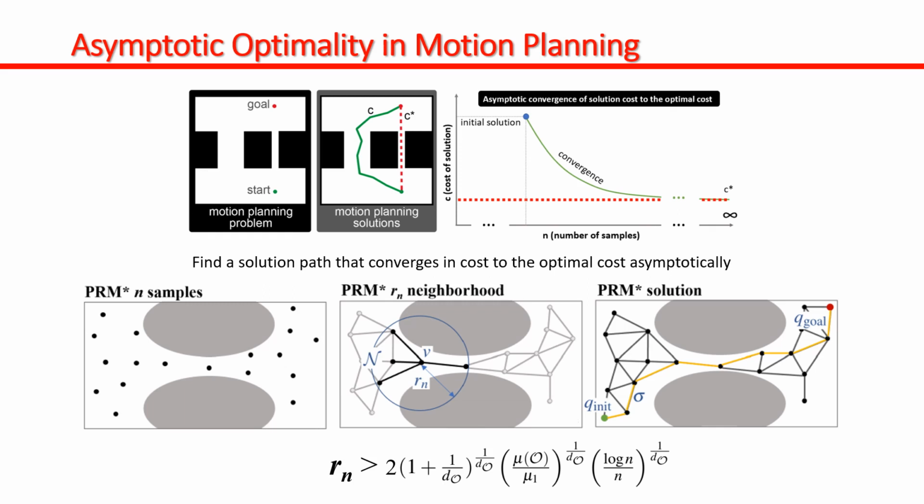Now, one such algorithm of interest is PRM star, which is the asymptotically optimal variant of probabilistic roadmap methods. In this algorithm, we connect neighborhoods of sampled configurations parameterized by a connection radius. Work by Karaman and Frazzoli had shown that when this connection radius follows a specific functional form in terms of the number of samples, we can achieve asymptotic optimality.